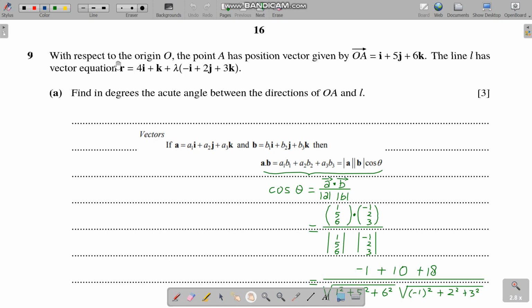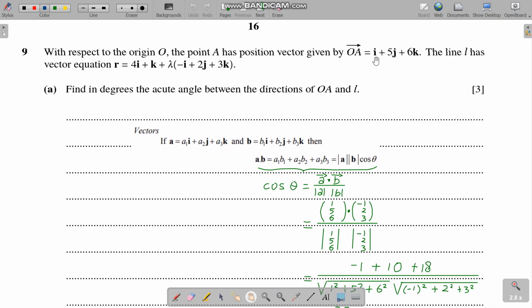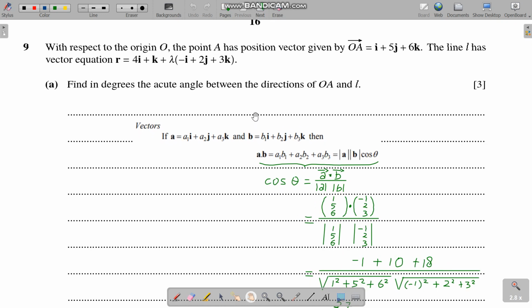Vectors. With respect to the origin O, point A has position vector given by (1, 5, 6). For the line L, r = (4, 0, 1) + lambda times (-1, 2, 3). Find the acute angle between the directions OA and L.